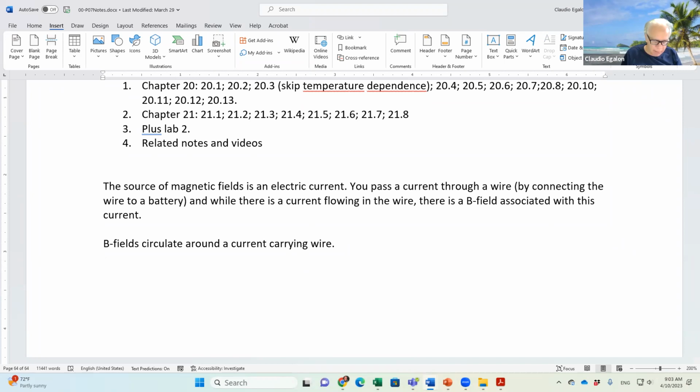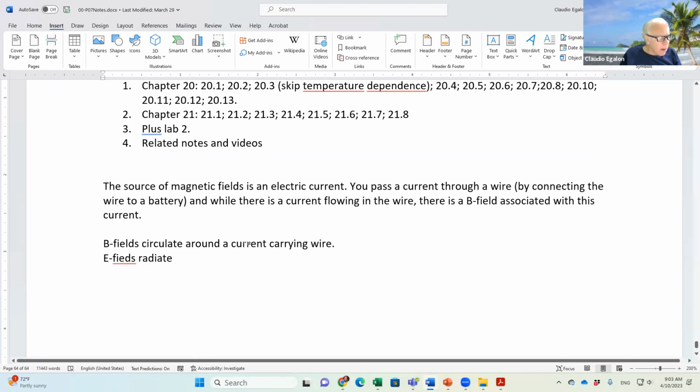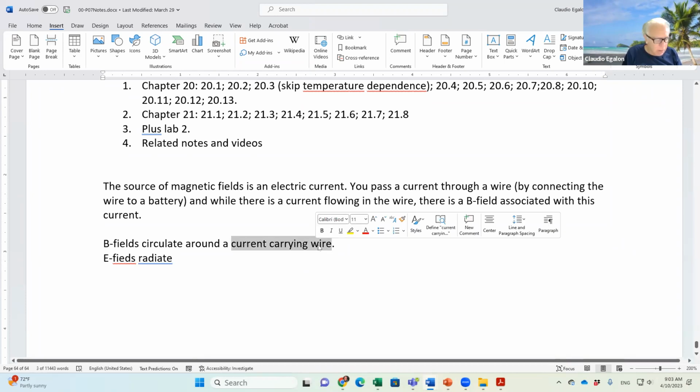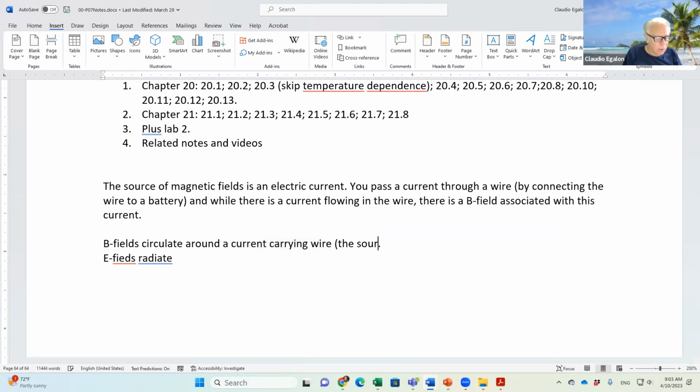Okay, if you remember the difference between the fields: magnetic fields circulate around the source of the field, around the current carrying wire, which is the source of the field. What about electric fields? Electric fields radiate from an electric charge, which, by the way, is the source of the field. That's the difference between electric fields and magnetic fields.